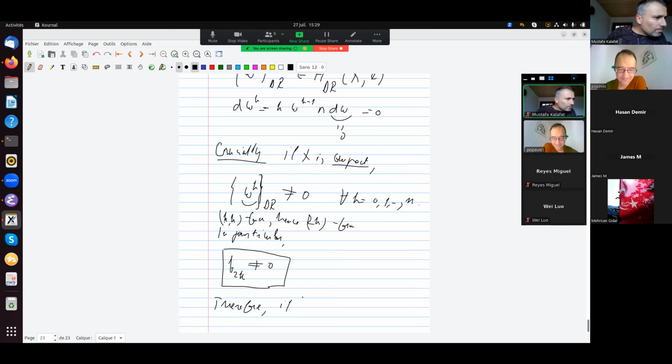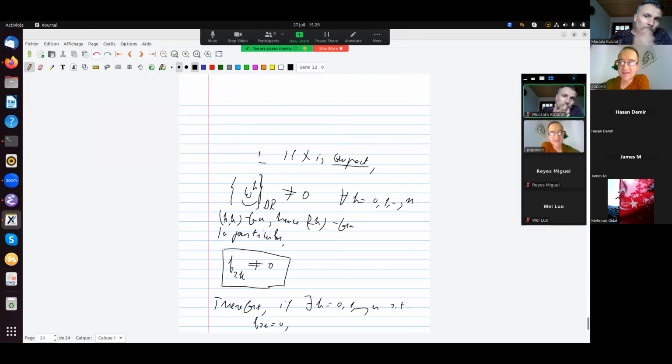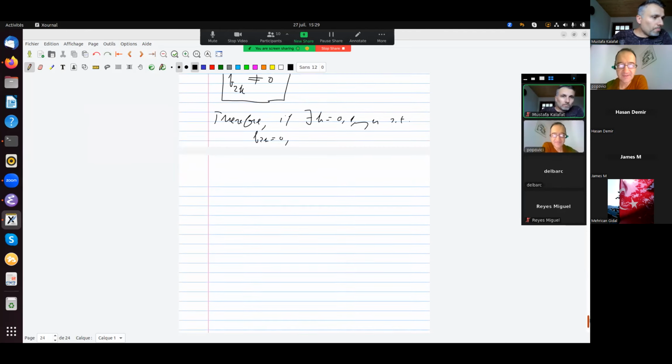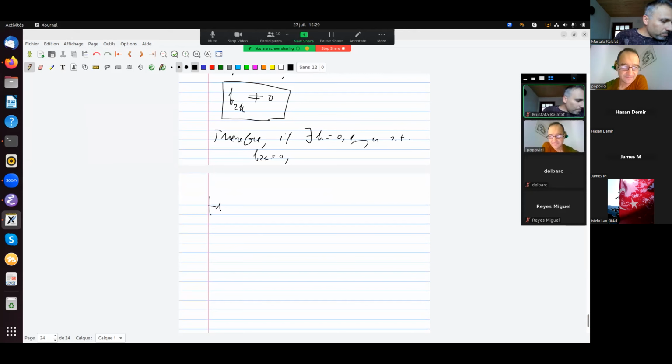So if there exists a k from 0, 1 up to n such that b_k is 0, then there exists no complex structure on X supporting a Kähler metric.